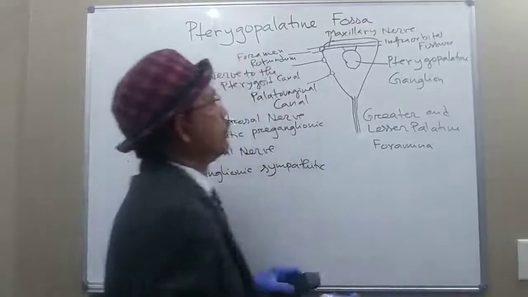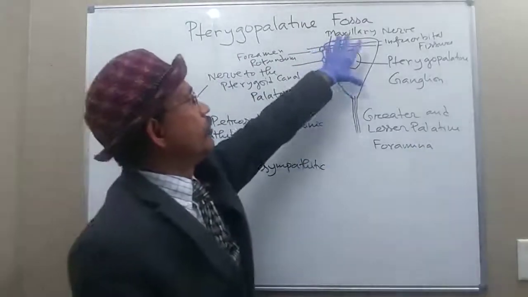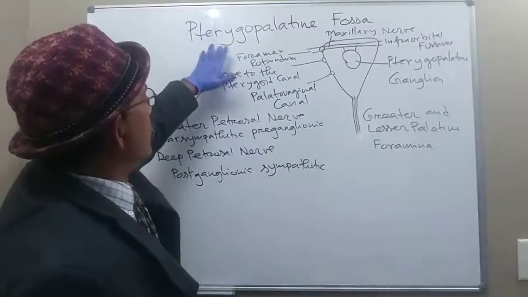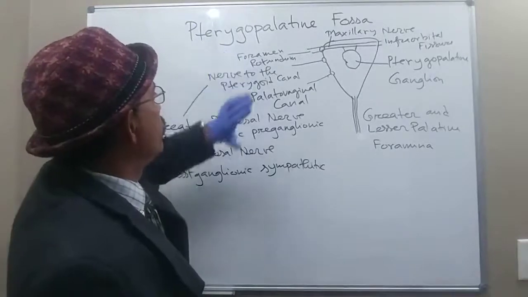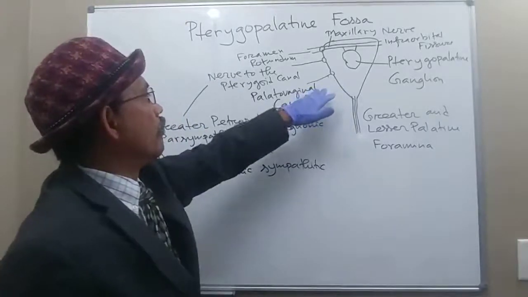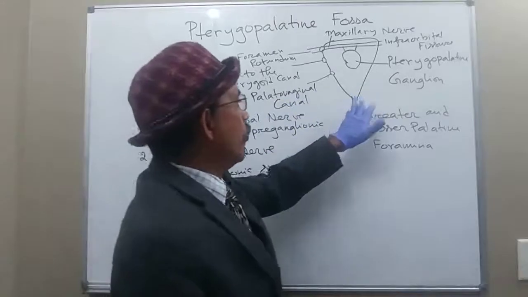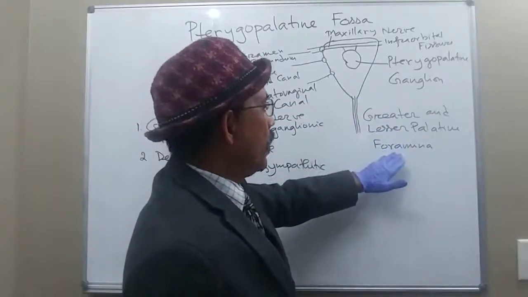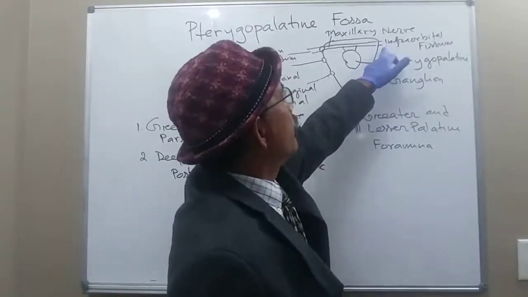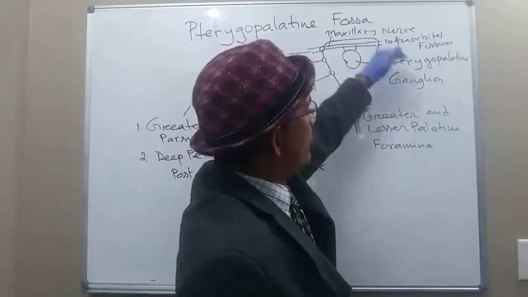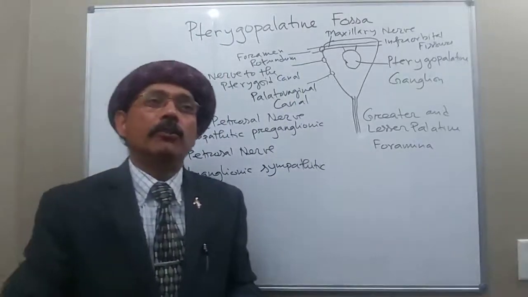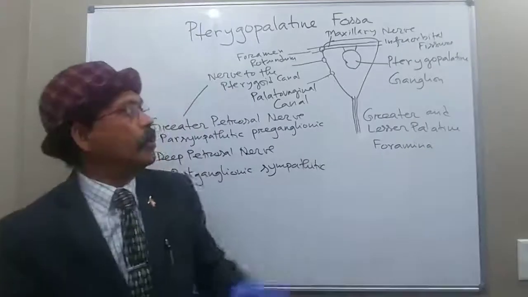So our pterygopalatine fossa communicates posteriorly with the middle cranial fossa through the foramen rotundum, and through the pterygoid canal. It communicates with the pharynx by the palatovaginal canal. It communicates with the oral cavity through the greater and lesser palatine foramina. It communicates anteriorly with the orbit through the inferior orbital fissure.